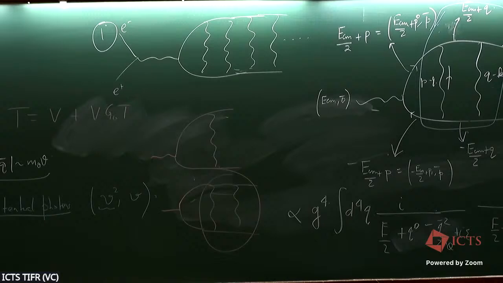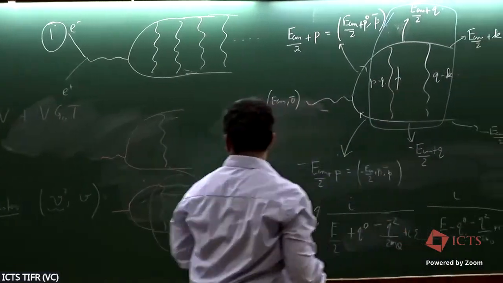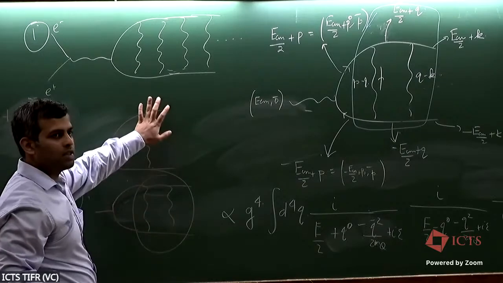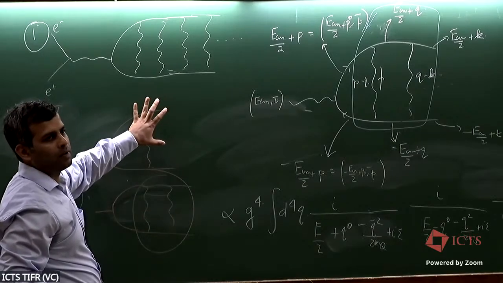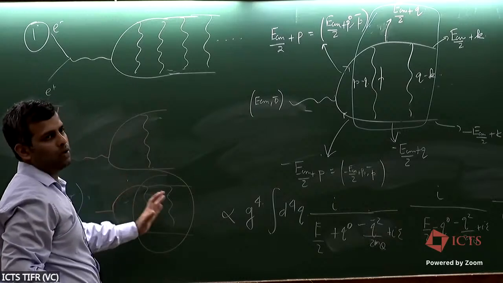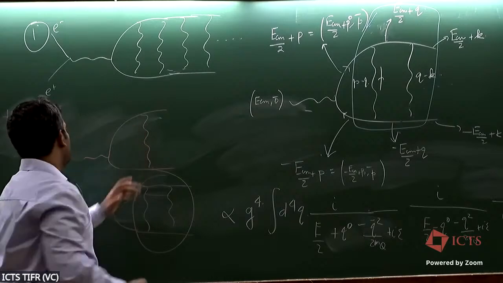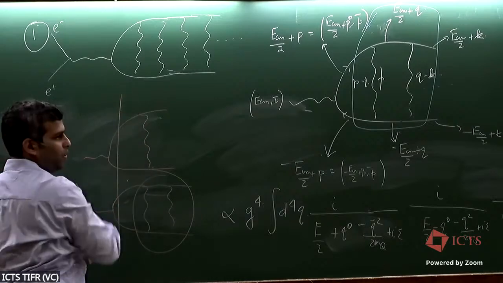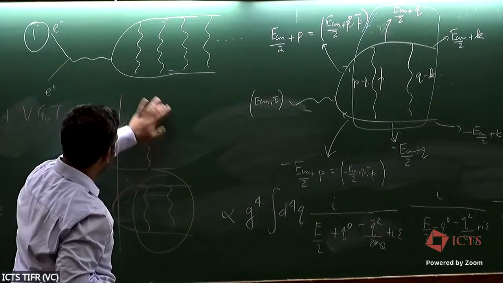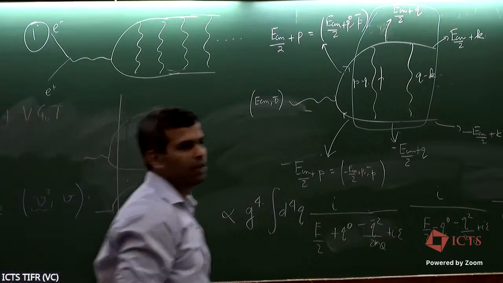Which one is the two loop? If I just focus on this part, this is one loop. If I just focus on this one exchange, this is tree. If you account for this, then you will say that this is also two loop. But I'm removing this part and looking at only this piece and then this piece. That's what I'm saying, tree and one loop in that respect.